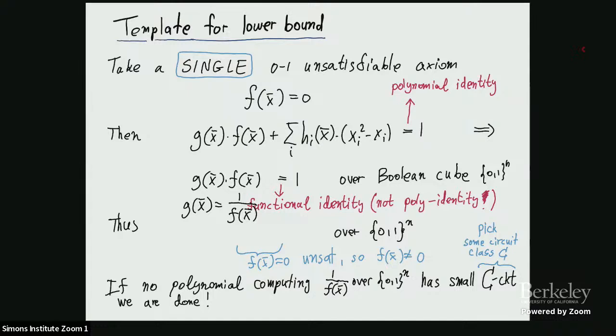Now it's already not a polynomial identity. Now it's a functional identity. I just restricted to 0, 1, and that's why I took out these guys. Right. So it's a functional identity now. Yes, sorry about this. So this is G equals 1 over F.